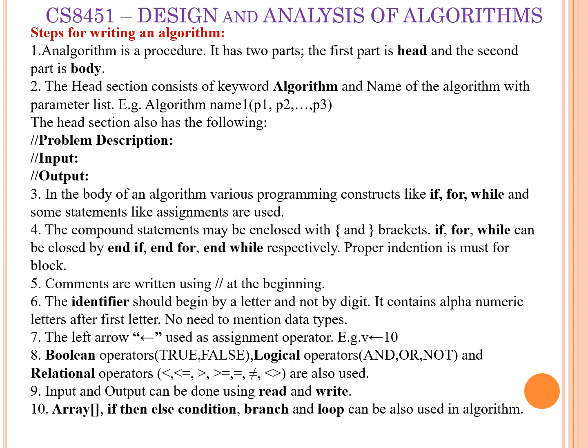We can also include a comment section by using a double slash in the beginning. The identifier should begin with a letter and not a digit, and it contains alphanumeric characters after the first letter. We need not mention the data types for the identifier.